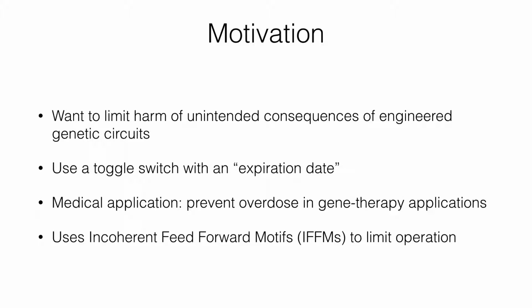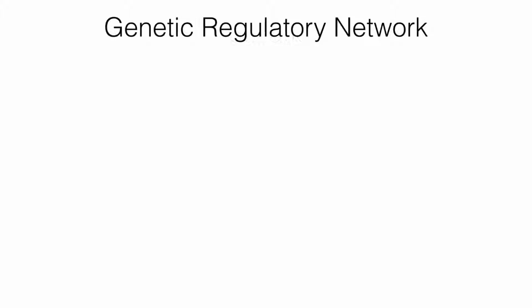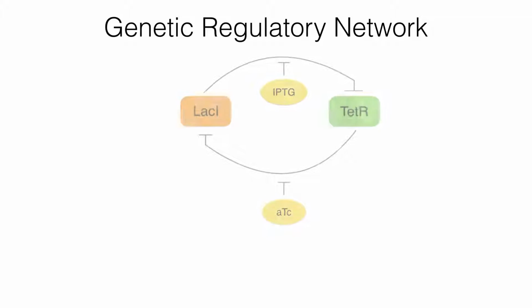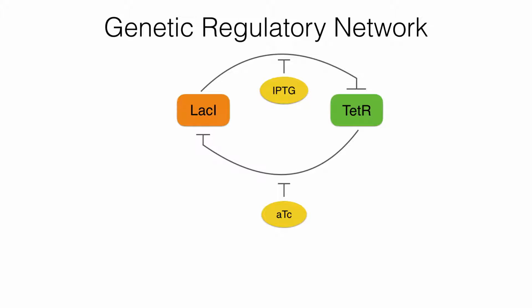Finally, as the title suggests, my design incorporates the pulses of an incoherent feed-forward motif to limit the number of times the toggle switch may operate before it eventually fails. The following is the genetic regulatory network that describes my system.